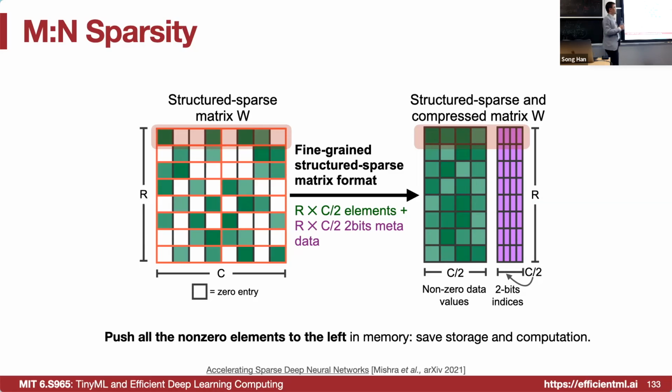Just a quick question: for this element, what should its index be? Yeah, actually it's 1, right? And this is 2, right? So 0, 1, 2, 3, and you are storing 2 bits indicating its position.